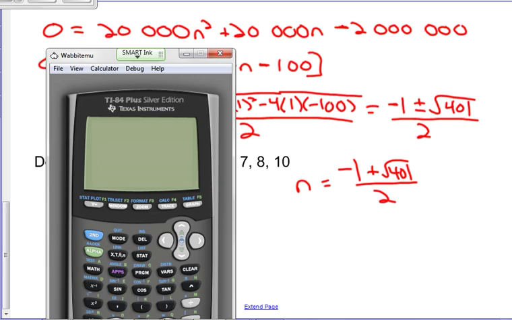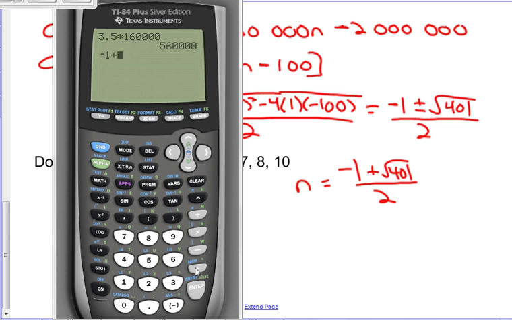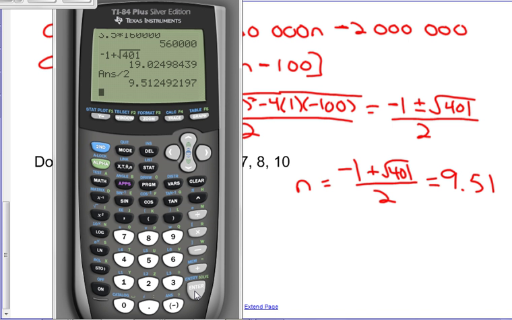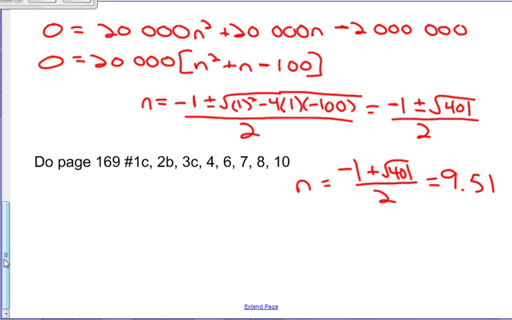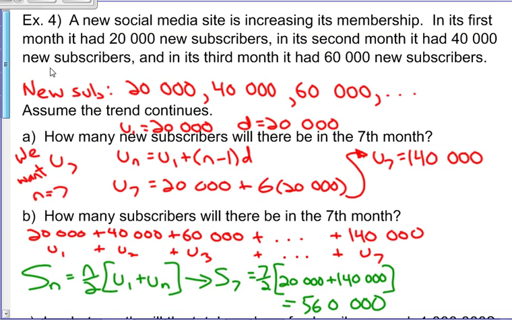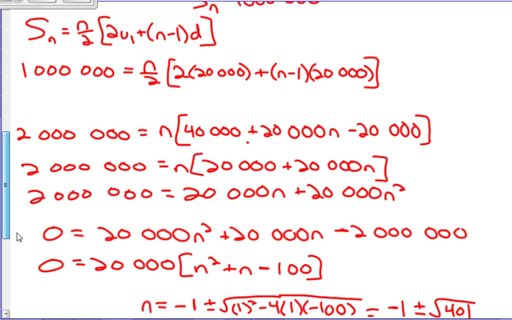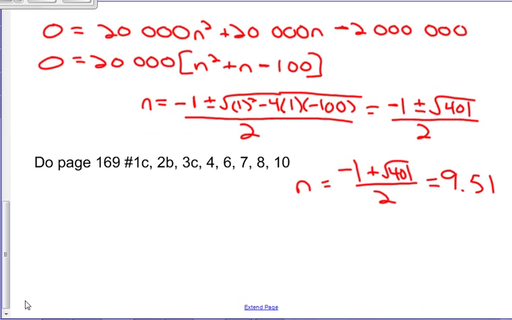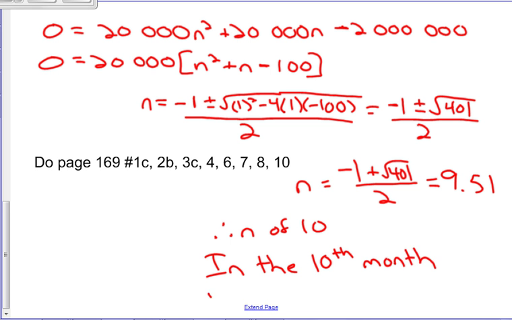So negative 1 plus root 401, which is just a little bigger than 20, divided by 2, gives me 9.51. Now, just in terms of interpretation here, if we were at n equals 9, that would be the end of the 9th month. These probably should be written to say that by the end of the first month you have 20,000 new subscribers. By the end of the second month you have 40,000 new subscribers. So an n of 9 is not going to do it. It's going to need an n of 10, or in the 10th month, we will reach 1,000,000.